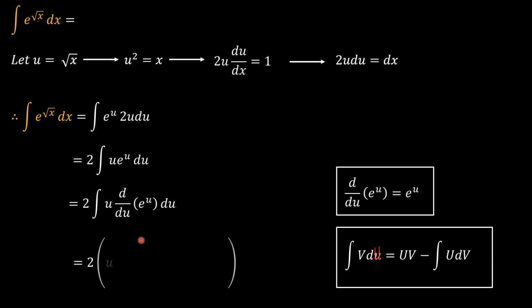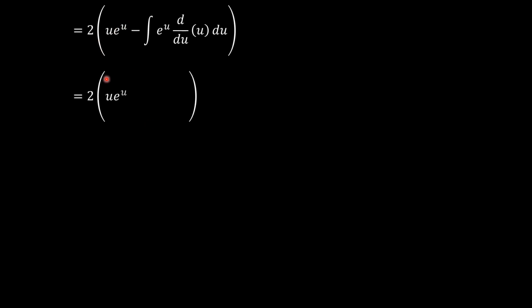So here e to the power u corresponds to our capital U, and small u corresponds to our v. So in other words, we can say 2 times open bracket uv is u times e to the power u minus our U being e to the power u, and the derivative of v is going to be equal to the derivative of small u with respect to u, which would obviously become 1. So our problem now becomes twice, u times e to the power u minus, not the derivative, but the integral of e to the power u.